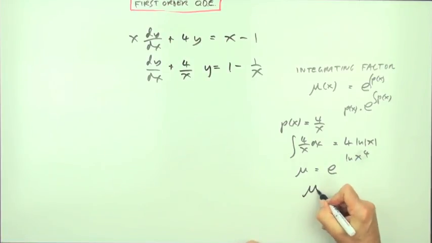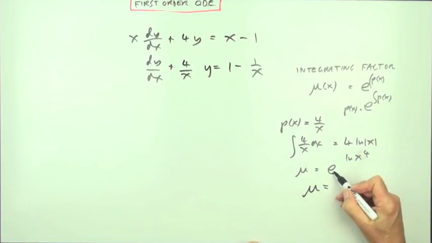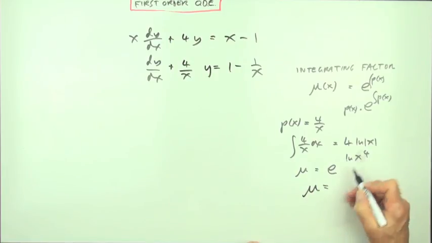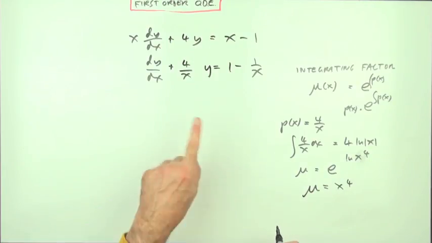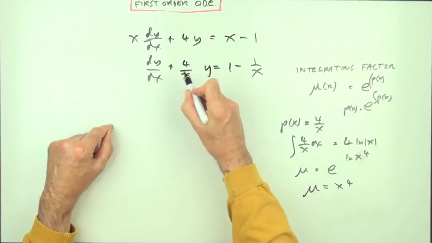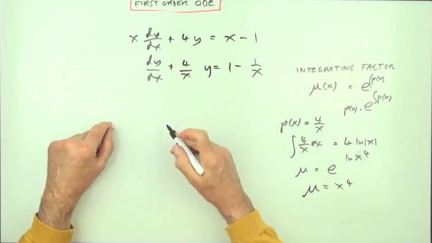But anyway, in this case it didn't matter, because mu was just e to the ln, which just takes you back to x to the 4. So what that says is, if you multiply this by x to the 4, that should make that exact.